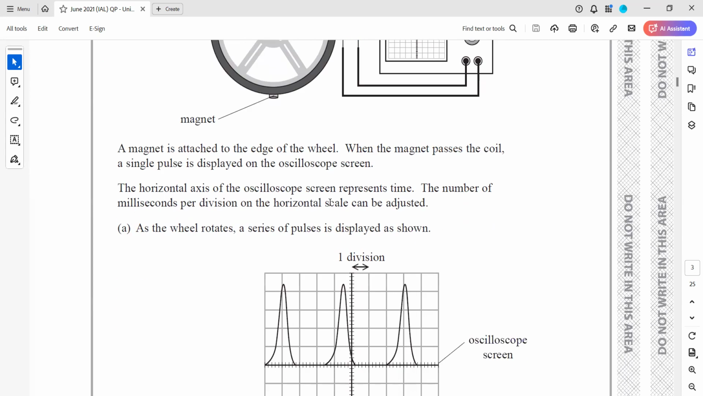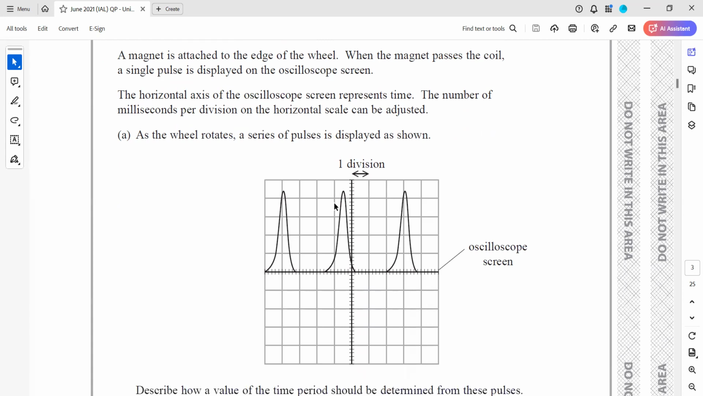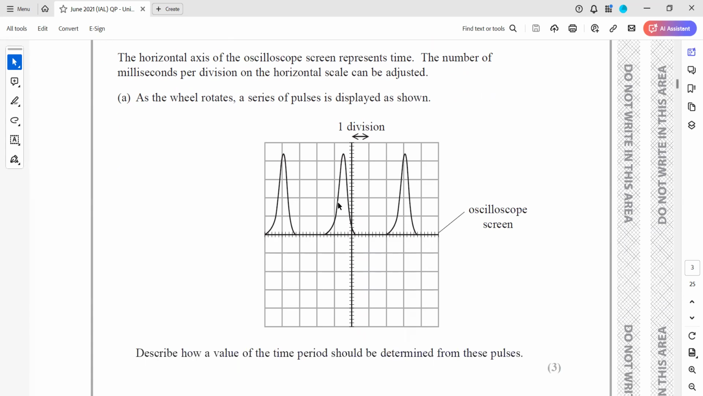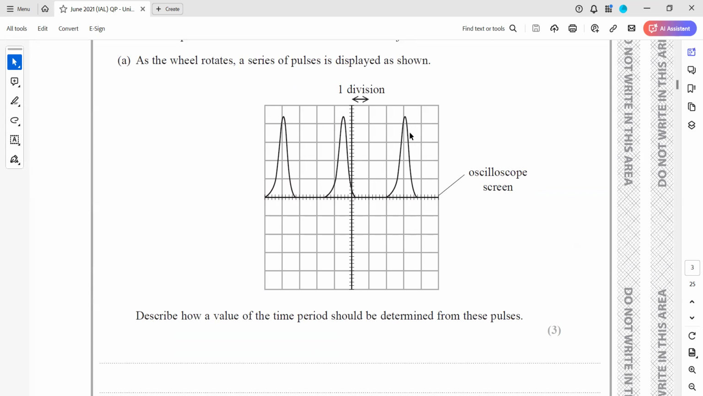The horizontal axis of the oscilloscope represents time. The number of milliseconds per division, like how many milliseconds there are in one box, is given. As the wheel rotates, a series of pulses is displayed. Describe how a value of the time period could be determined from these pulses.